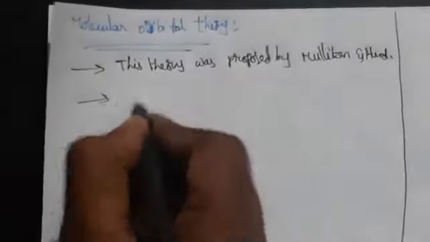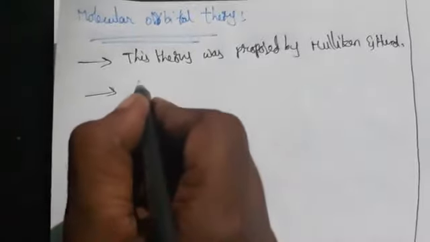So how is the molecular orbital going to form? When atomic orbitals of the bonded atoms combine to form molecular orbitals. If you combine 2 atomic orbitals, it will give 2 molecular orbitals. If you combine 3 atomic orbitals, it will give 3 molecular orbitals. So when atomic orbitals of bonded atoms combine, they lose their identity to form molecular orbitals.